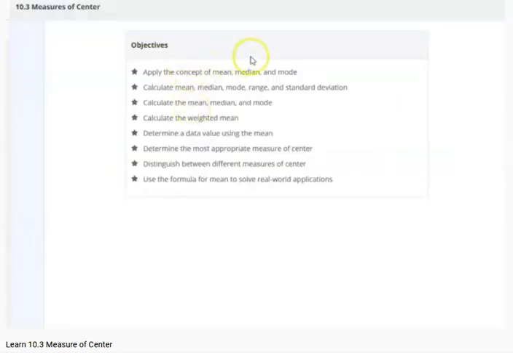In the objectives, we see we're looking often at data, and it may be spread around, and we sometimes wonder, well, what is the center of that data? What item of data is used the most times? What is the average of that data? And that's what we're going to be looking at as we go through topic 3 of section 10.